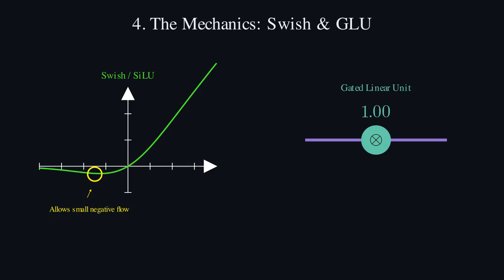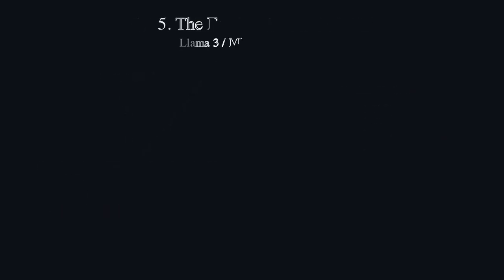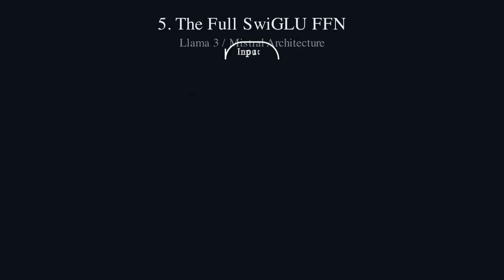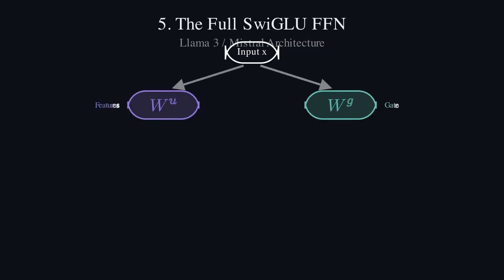Now, let us assemble the full SwiGLU architecture. Our input vector x splits into two parallel paths. On the left, the feature projection, W sub u. This contains raw facts and content. On the right, the gate projection, W sub g. This calculates what is important.